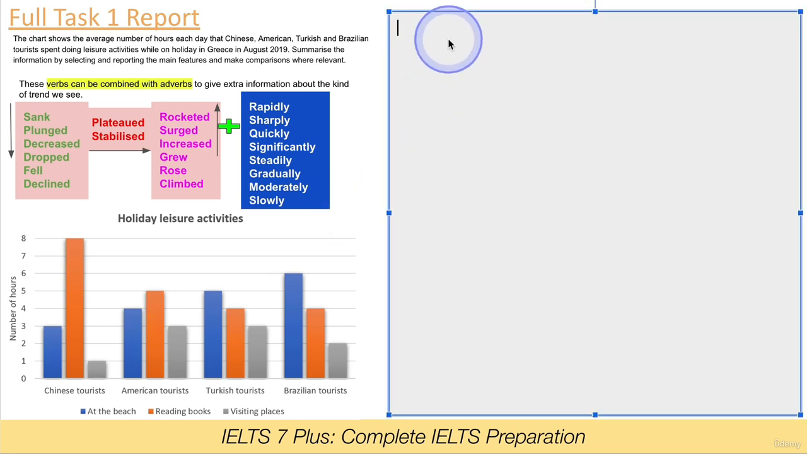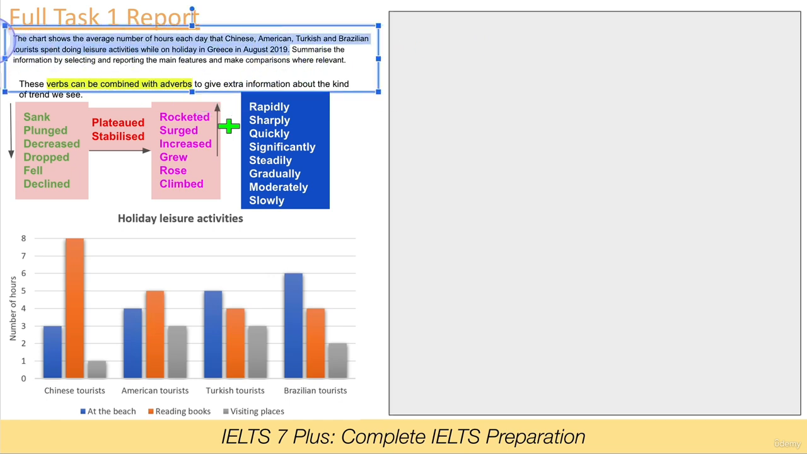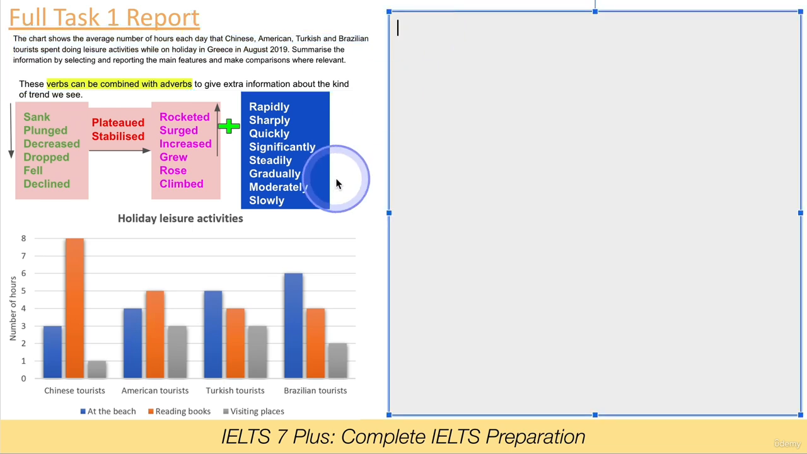So everything's there for us, and in the exam you'll have your notes right there as well to refer back to. Okay, so the first thing we need to do, really important in IELTS, is to paraphrase the statement here. And we do this in task 2 as well. So paraphrasing is very important. The chart shows the average number of hours each day that Chinese, American, Turkish, and Brazilian tourists spent doing leisure activities while on holiday in Greece in 2019. Oh, it's quite a long sentence, that one. So we can be more specific.